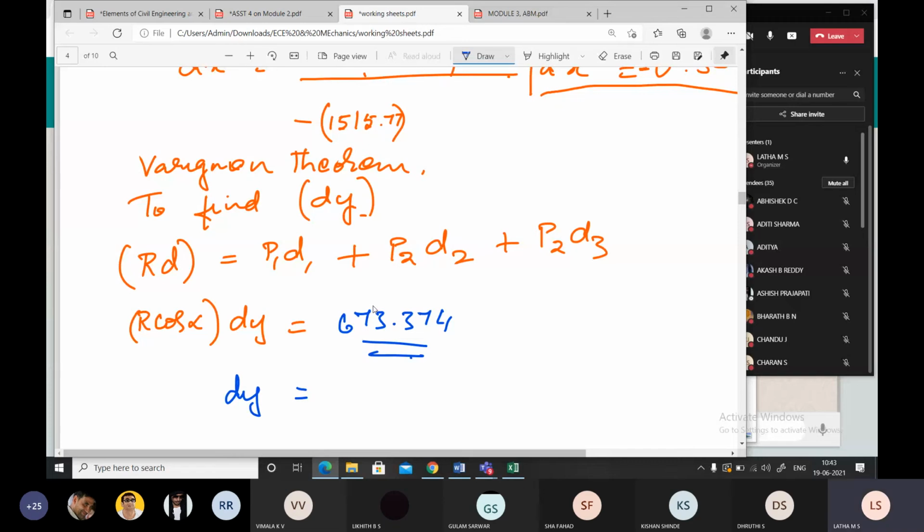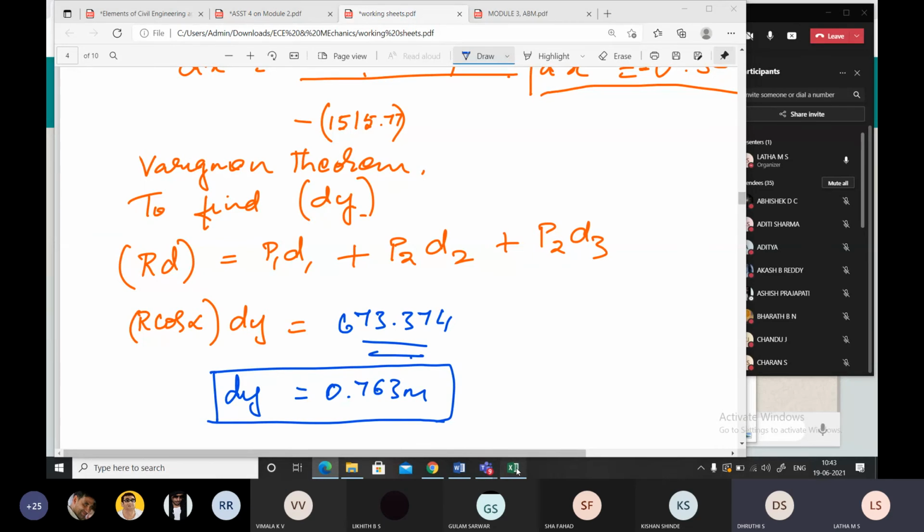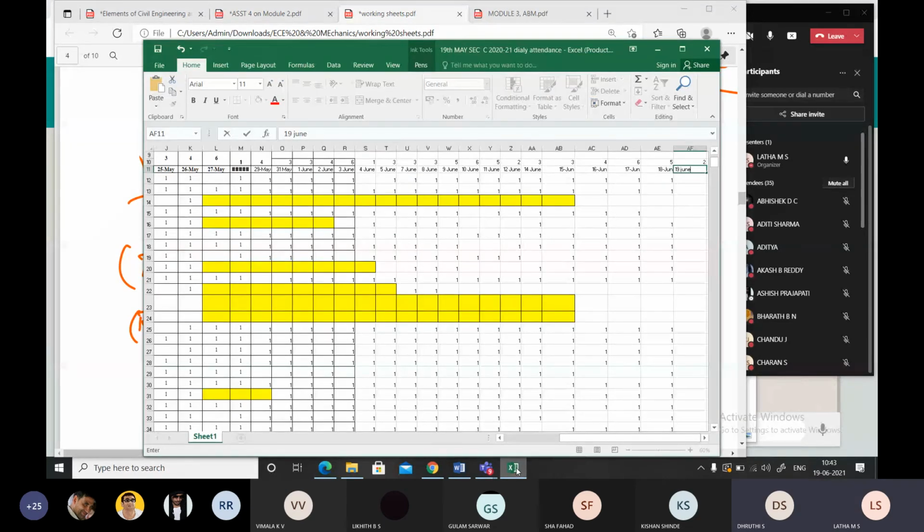So what are the steps you followed? Tell me quickly. Find the resultant, ma'am. After finding the resultant? Alpha value, ma'am. Yes, then? Sin alpha and cos alpha, we have to consider x and y, ma'am. Yes, then? Apply Varignon's theorem to find dx and dy, ma'am.